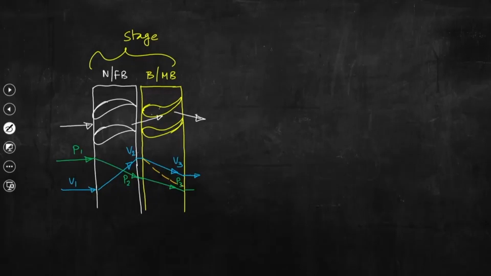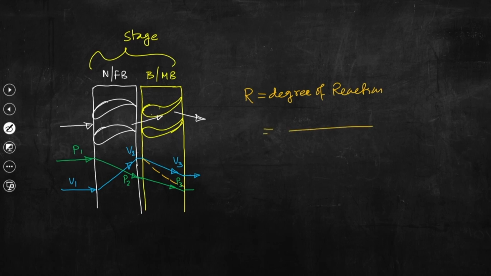Now, we had also defined one term that is called degree of reaction. That is defined as the ratio of enthalpy drop of steam in the moving blade to the total enthalpy drop, that is, the enthalpy drop in the fixed blade plus the enthalpy drop of steam in the moving blade. So, that is the degree of reaction.